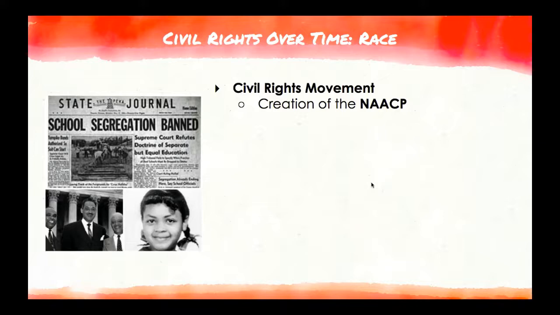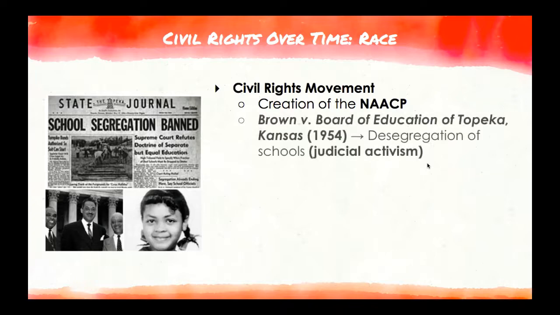And they're going to slowly chip away at those de jure discriminatory laws, those Jim Crow laws. And they're going to start with the court system to advance civil rights. And one of the biggest landmark court cases is going to be Brown v. Board of Education, which is going to lead to the desegregation of schools. And this is going to be a very good example of judicial activism, right?